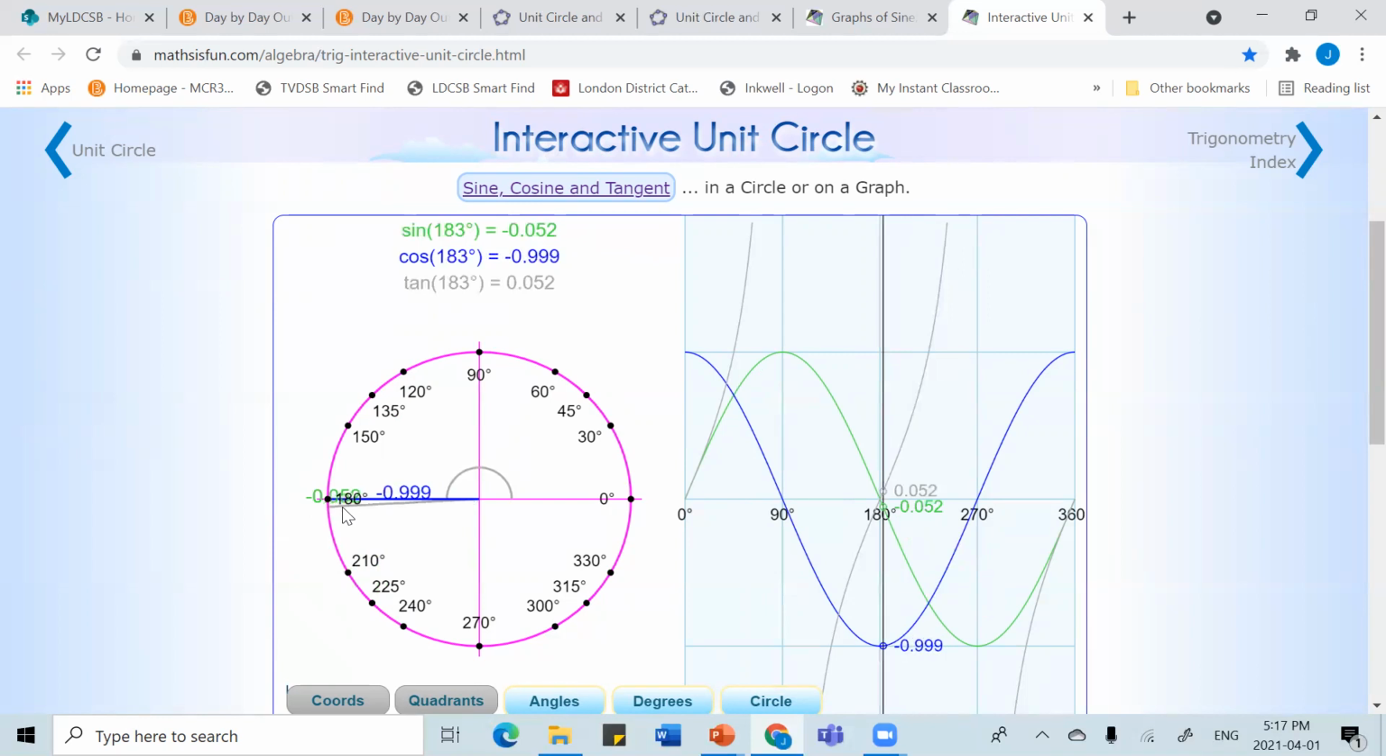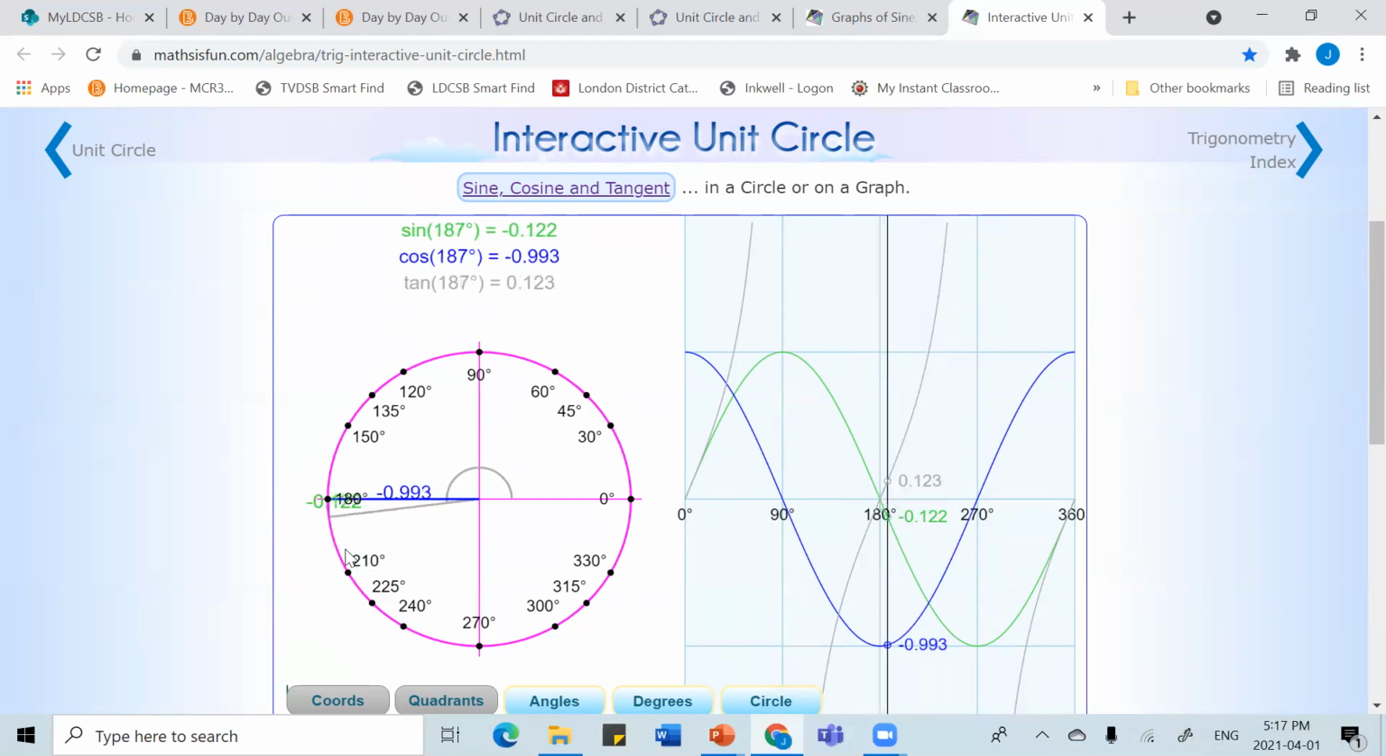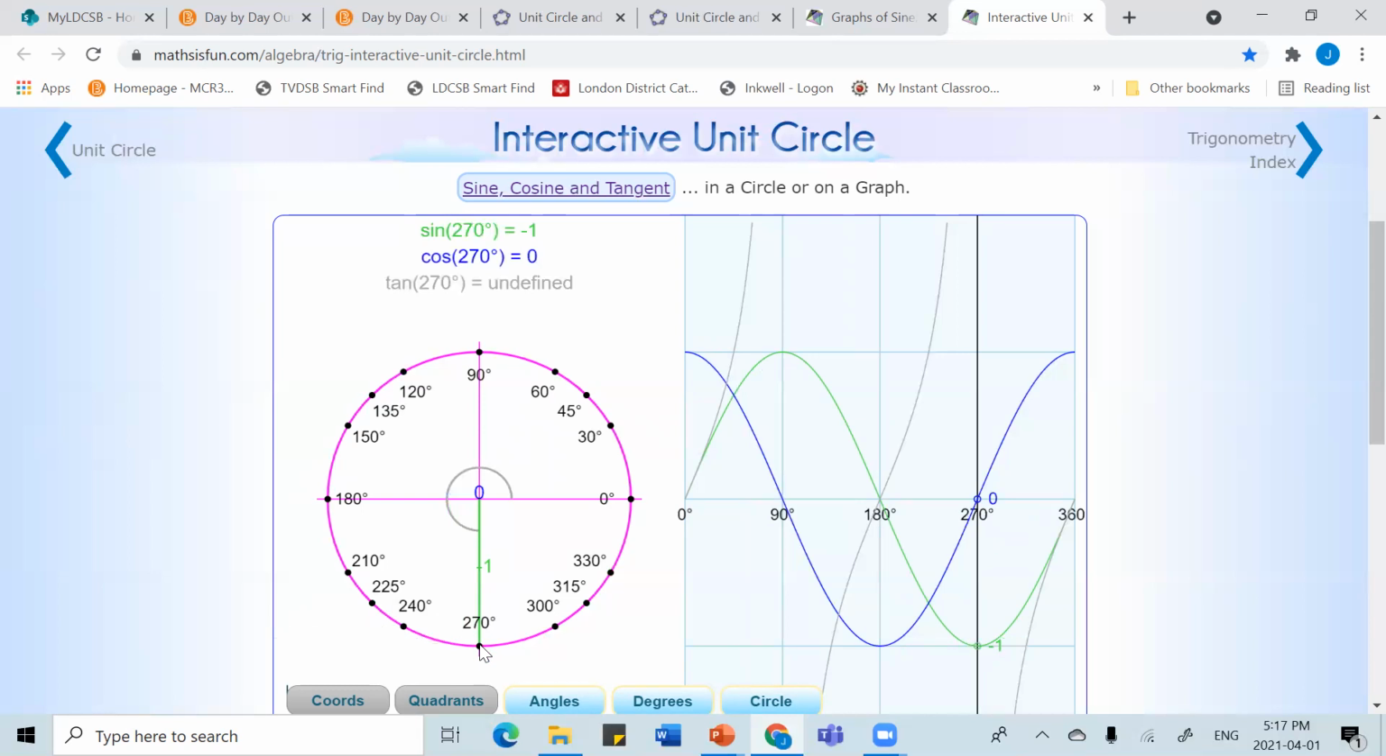Well, I noticed that the horizontal distance is now increasing, right? Instead of going from -1, I'm going closer to 0 now. I'm getting closer and closer to the origin. And of course, at 270 degrees, I am once again back at an x-coordinate of 0.